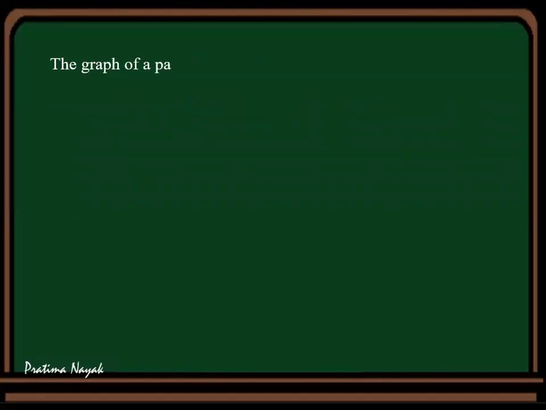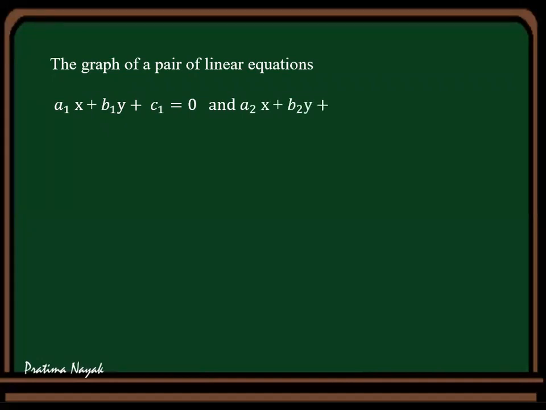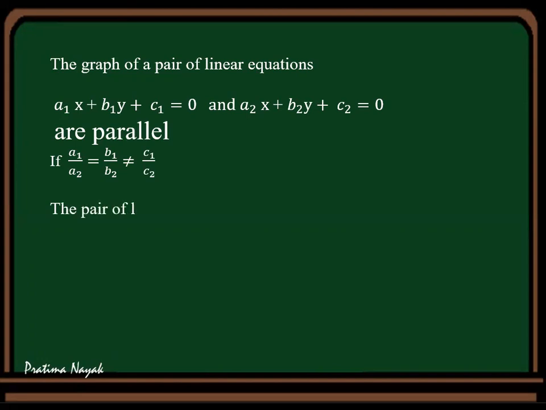Similarly, the graph of the pair of linear equations a1x plus b1y plus c1 is 0 and a2x plus b2y plus c2 is equal to 0 are parallel if the ratio of a1 to a2 is equal to b1 to b2 but not equal to c1 to c2. At that time, we say the pair of linear equations have no solution. We cannot find the solution.